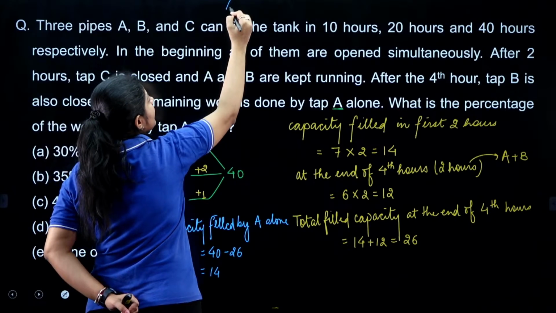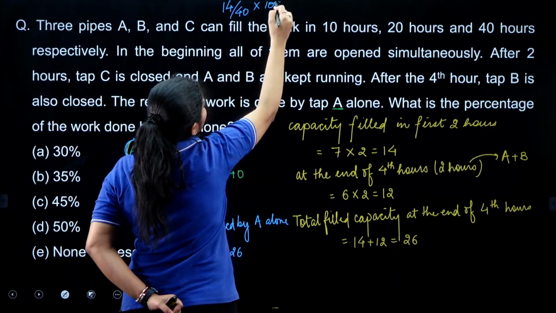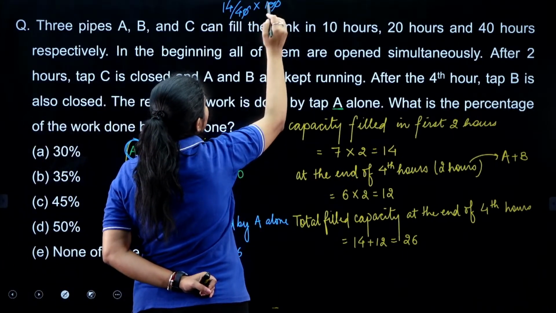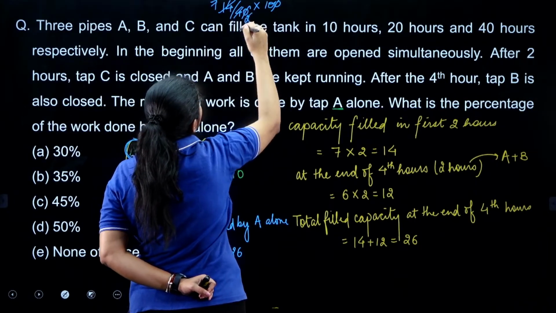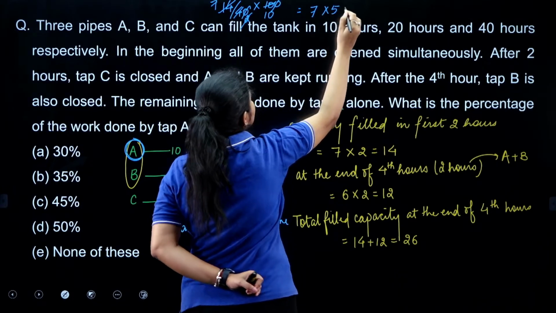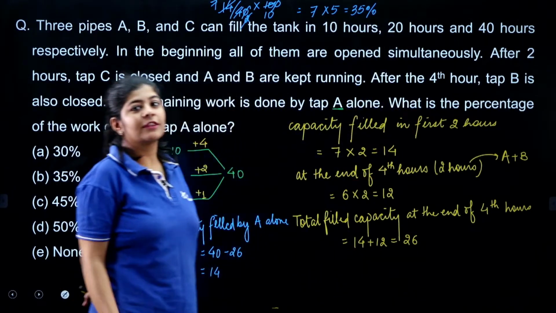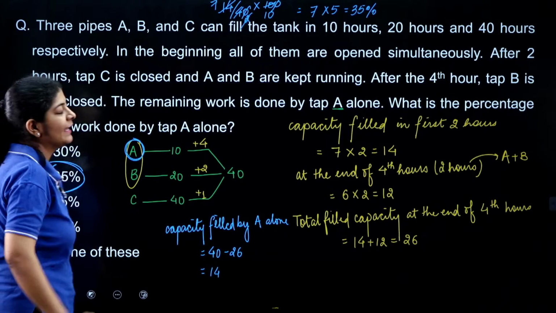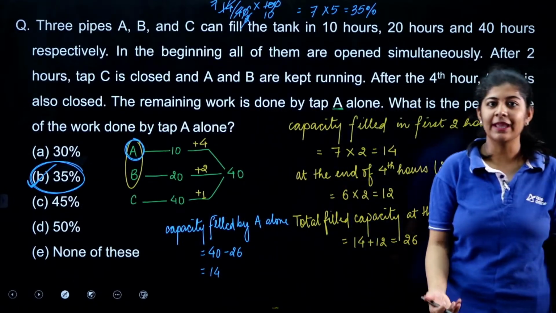So percentage is nothing but 14 divided by 40 into 100. This is my answer. So we know that this 0 and this 0 is eliminated. Here we are getting 2, here we are getting 7, here we are getting 10. So ultimately we are getting 7 into 5, which is nothing but 35%. So 35% of the tank is filled by A alone, or we can say that 35% of the work is done by A alone.